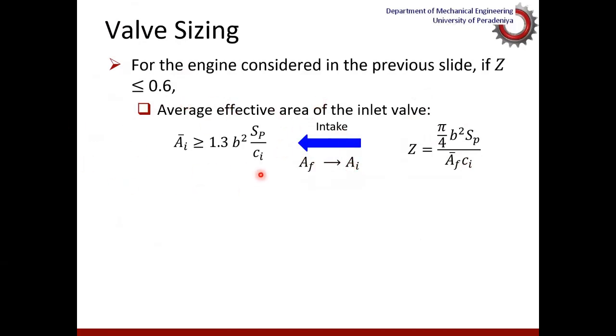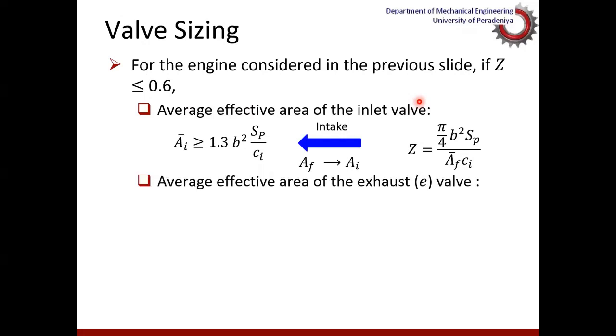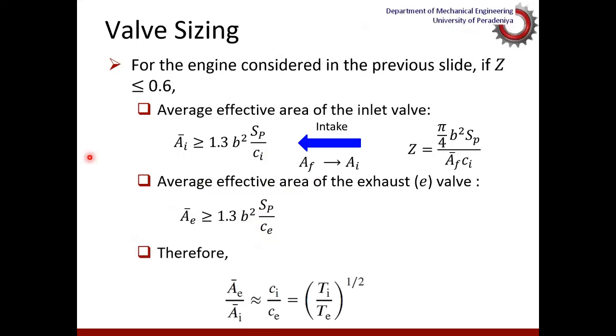We obtain this relationship. And for exhaust also, we can do the same thing. Only thing is the area will become the exhaust area, the average exhaust valve open area rather. And this is the speed of sound under exhaust air condition. And if you divide these two, average area in intake and average area in exhaust, then this will be approximately equal to the ratio of CI over CE.